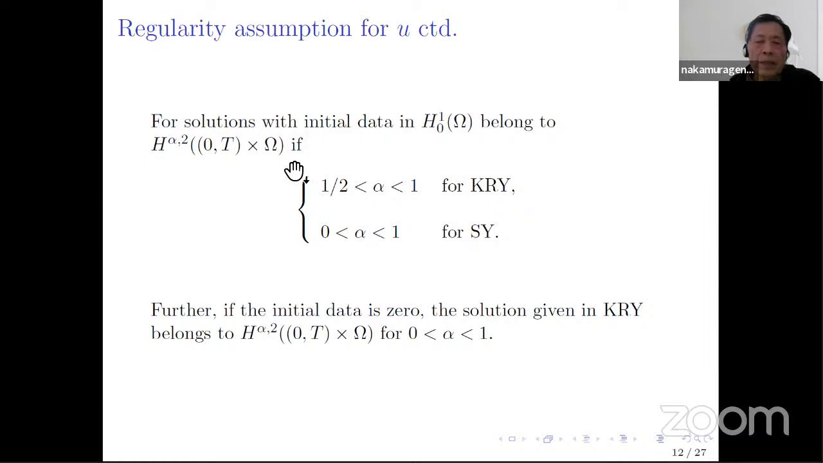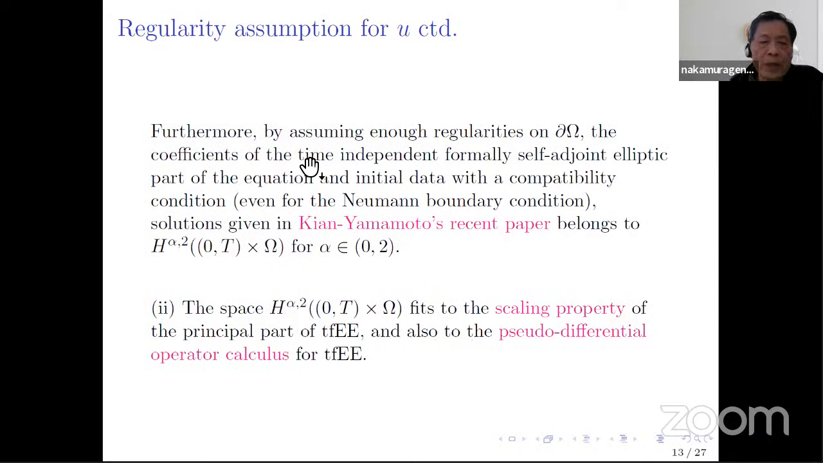Furthermore, they also consider the coefficient of the time-independent formally self-adjoint elliptic part of the equation and initial data with the compatibility condition. They also discuss the Neumann boundary condition case. Then the recent paper by Kian and Yamamoto has a solution that belongs to this function space for all alpha in the interval 0 to 2. So this is the discussion I made for the regularity assumption we are putting on our solution.